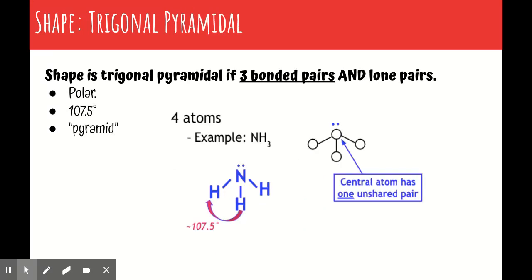Trigonal pyramidal would be the next one over. So this one has the same amount of bonded pairs, but we also have lone pairs. So if you're looking at the steric number, you would say that the steric number would be 4, but you have 3 bonded pairs and 1 lone pair, so you can identify it by that. These are polar, obviously, because you have the lone pairs in there. And because of the polarity, the central atom is going to be angled upward, so everything else is angled away from that, causing angles of 107.5 degrees between each bond. So this would be like a pyramid shape.